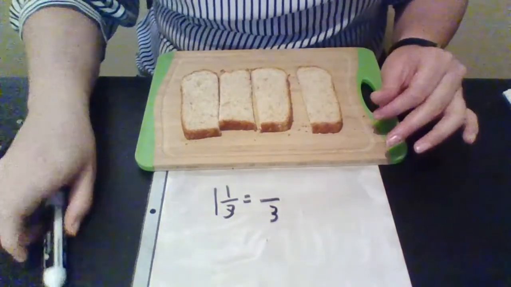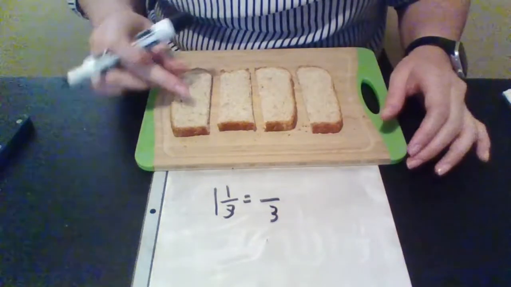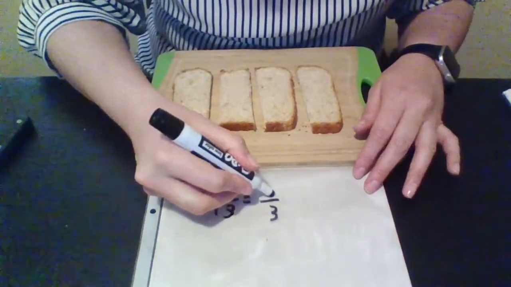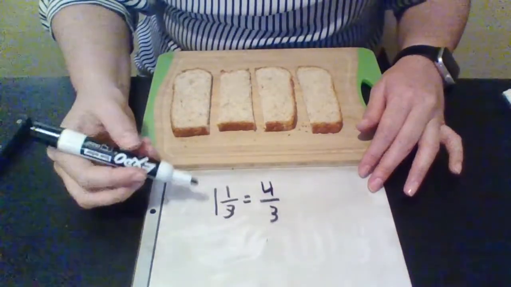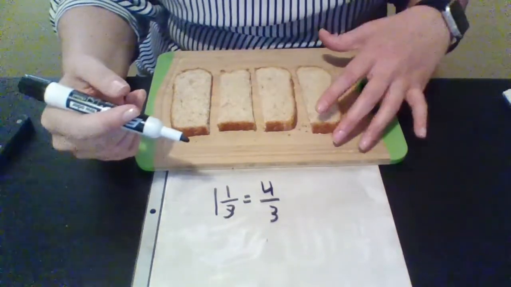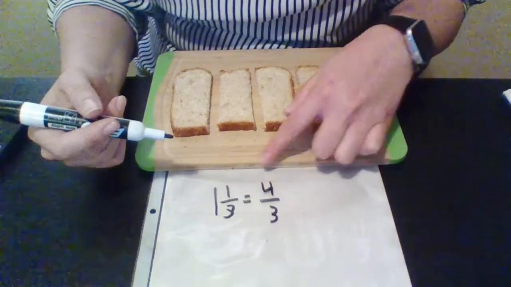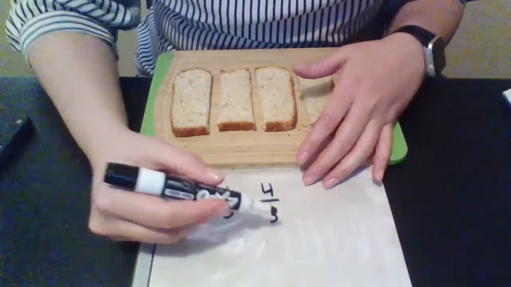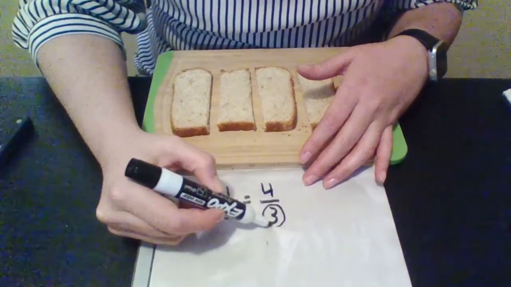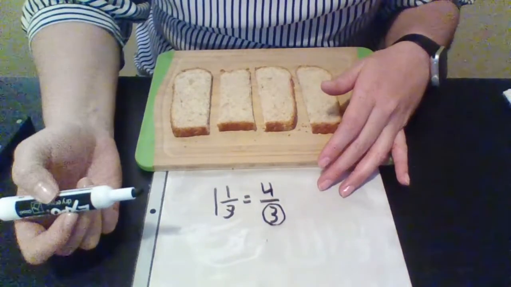And now I need to count the number of thirds that I have. Well, I have 1, 2, 3, 4. I have 4 thirds. So I haven't changed the value. I didn't pull out more bread to convert it from a mixed number to an improper. But all I did was talk about it in terms of thirds. But the question is, how do I do that mathematically?